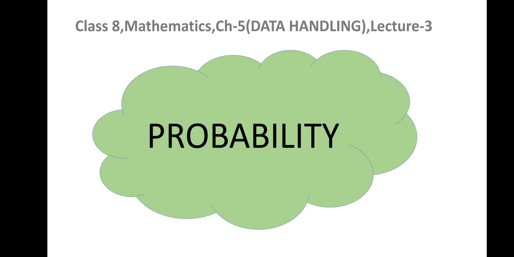Now, next comes the very important concept, that is probability. In this probability, we will be learning what probability basically is, how chance and probability are related to one another, what is an experiment, what is a sample space, what is a favorable outcome. Likewise, we will come to know these definitions, and with the help of a few examples, we will understand it in a better way.